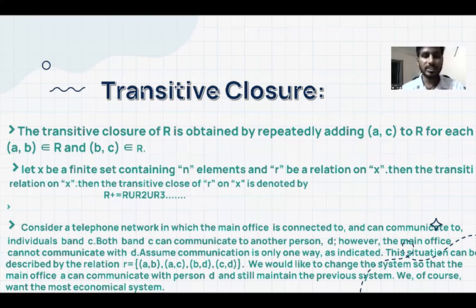And another topic is transitive closure. We know that for transitive closure, for example, let x be a finite set containing n elements and R be a relation on x. Then the transitive closure is represented by R plus. Here it is, R plus. R plus is R union R square union R cube, where R is the one relation. If we do R union R square, by multiplication R into R it becomes R square. By the union of all of these, we get R. When we do all of R union R square union R cube, we get the transitive closure function.